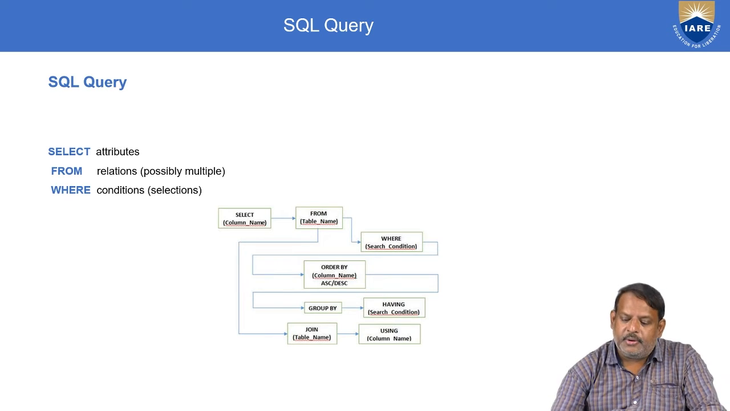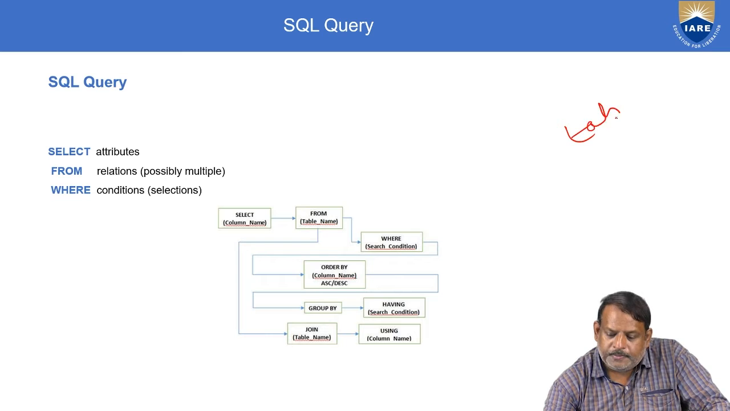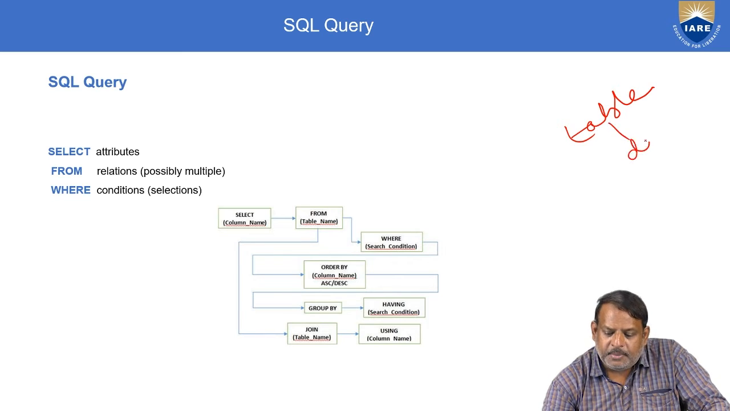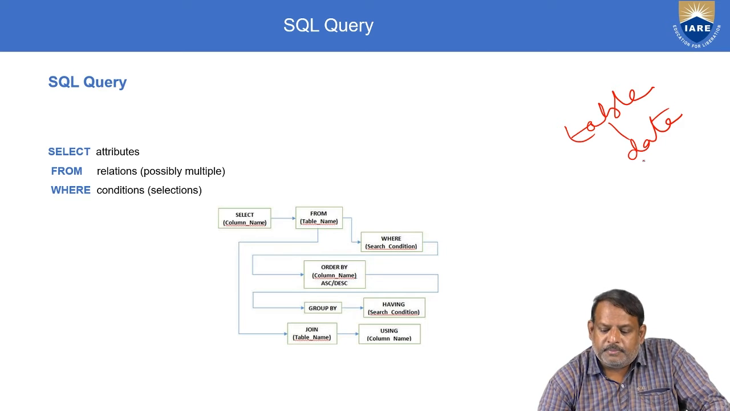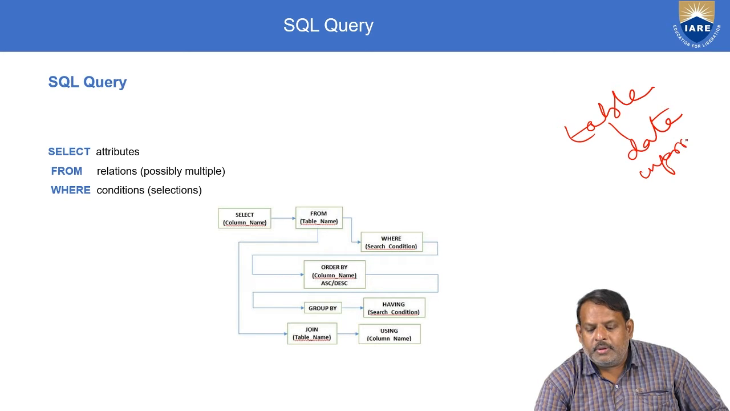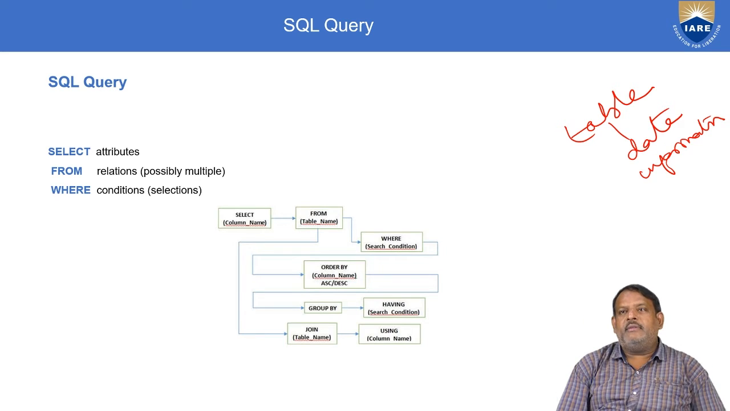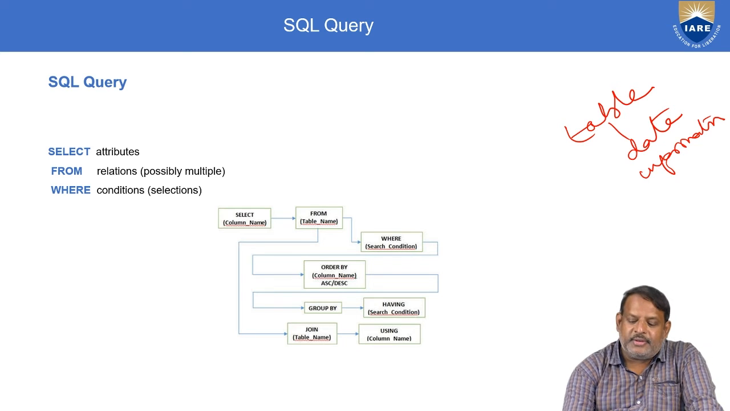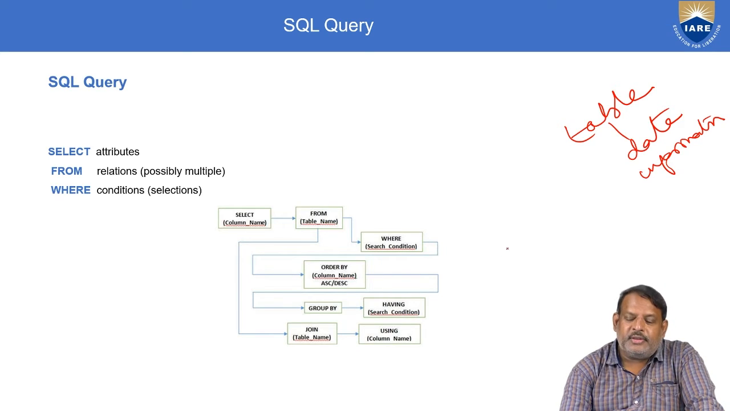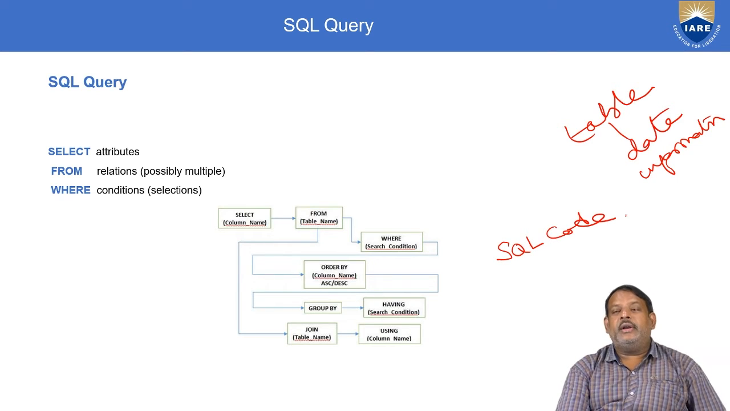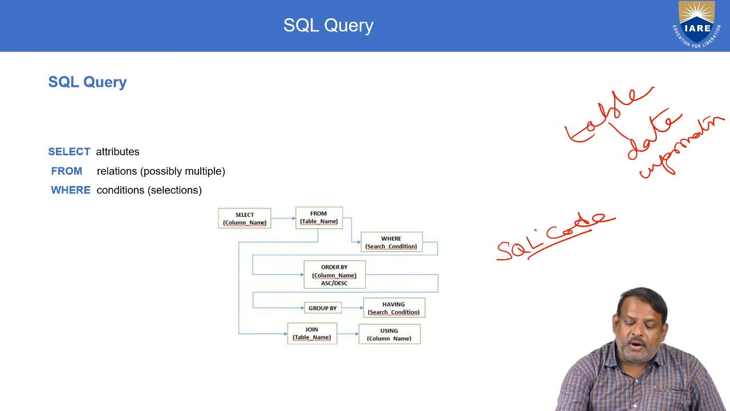You have data in a table. Table is having data. Data means some piece of information is stored in a table. Now we need to get that data from the table. For that, we have to write code. That code is called SQL code. SQL code to retrieve data from the database table is a SQL query. This code is called query.